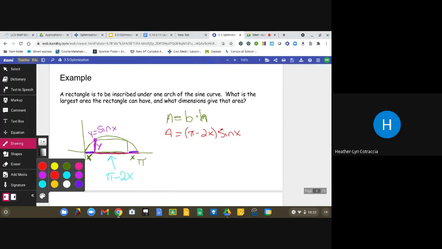Either way here, I'm going to have to do a product rule. Step one is to write your equations. Step two is to find the critical values, which means I need a derivative. So I'm going to find A prime. I'll just use product rule: the derivative of the first set of parentheses gives me negative 2 times sine x, plus pi minus 2x, and the derivative of sine is cosine of x. Now we're going to set that equal to 0.